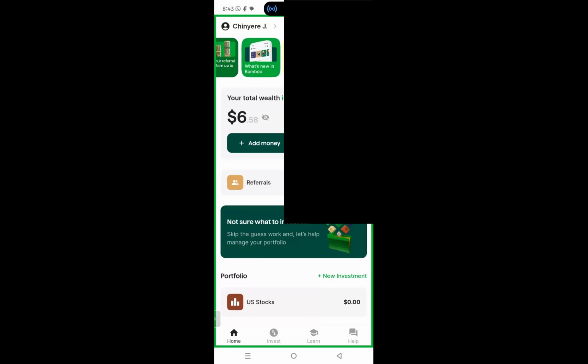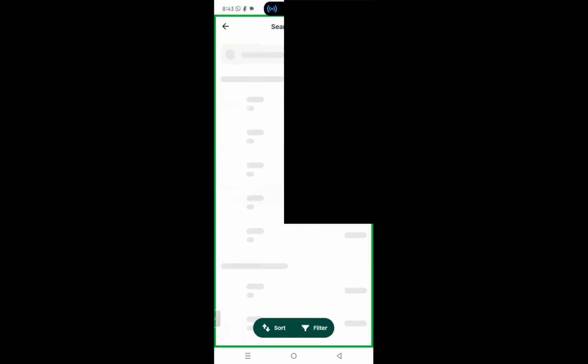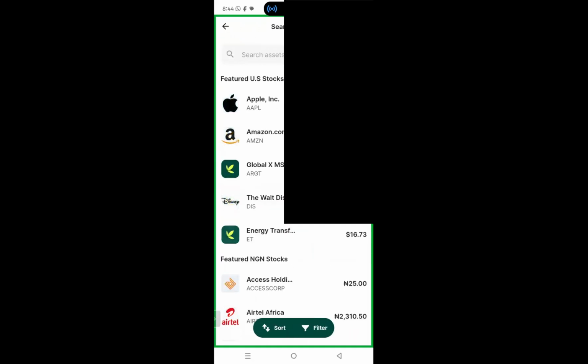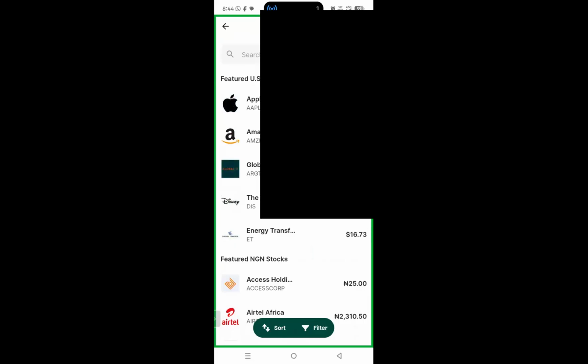So now, how do I find stocks, right? It's easy. The search button is there for a reason. Just click on search. The search contains both US stocks and Nigerian stocks. So please, is there anybody that would like to suggest one or two companies that we can add to our watch list?